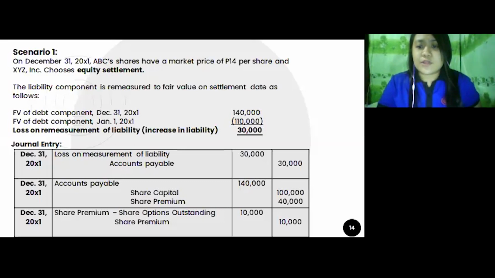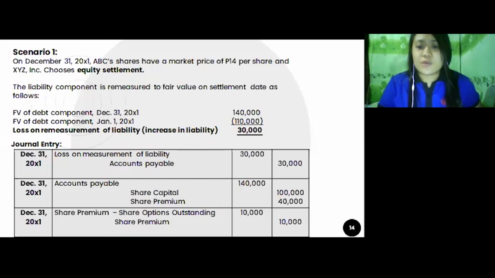So the journal entry to record the transaction on December 31 would be debit loss on measurement of liability of 30,000. This is an increase in liability. And then credit accounts payable of 30,000 pesos. Next entry would be debit accounts payable of 140,000 and then credit share capital of 100,000 and credit the share premium of 40,000 pesos. Because when the counterparty chooses settlement in equity instruments rather than payment in cash, the liability is transferred directly to equity as consideration for the equity instruments issued.